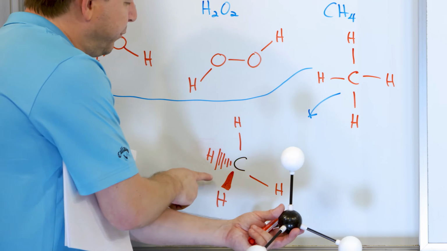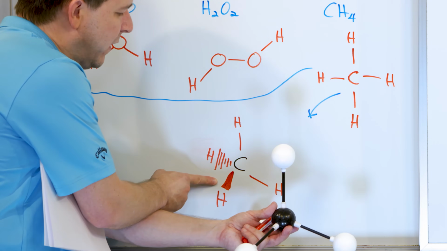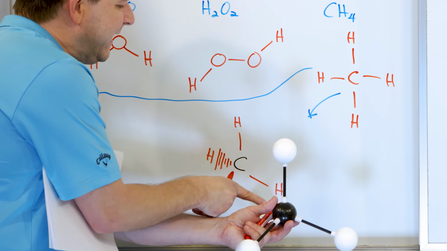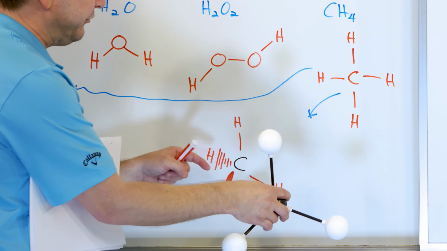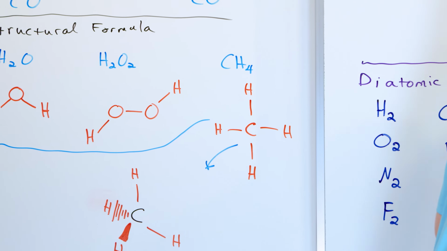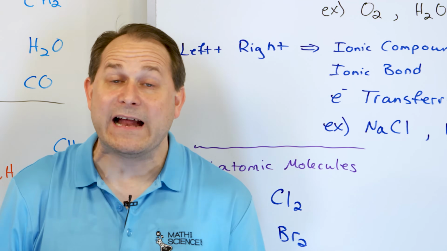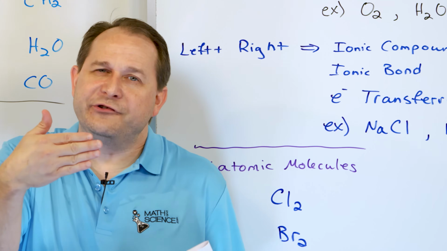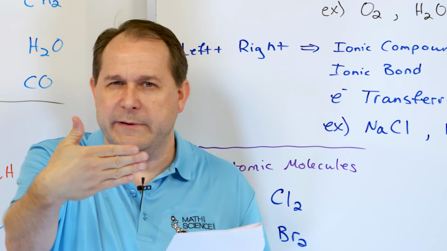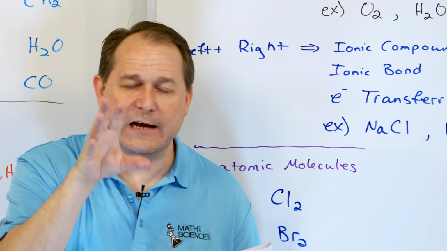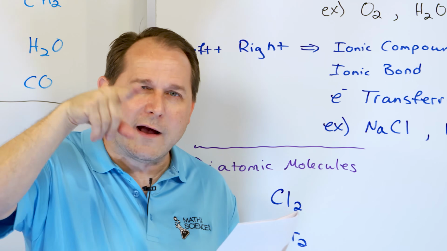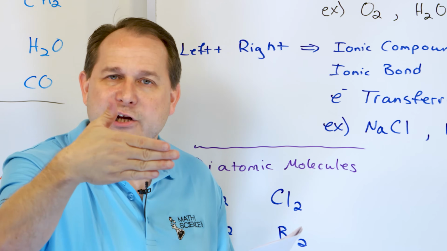This one coming out of the board is represented by the shaded wedge, and this hydrogen going into the board is represented by the dashed one. So anytime you see a drawing like that, it's called a perspective drawing. When you see a solid wedge triangle, it means whatever element it is, is coming out towards you. And when you see a crosshatch triangle, it means it's going into the board.